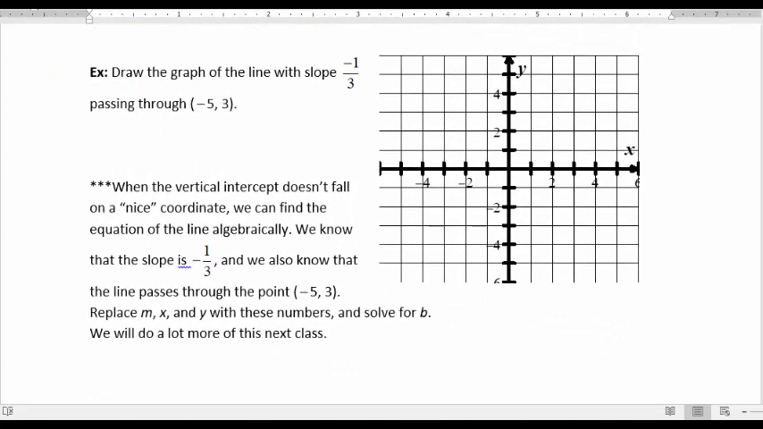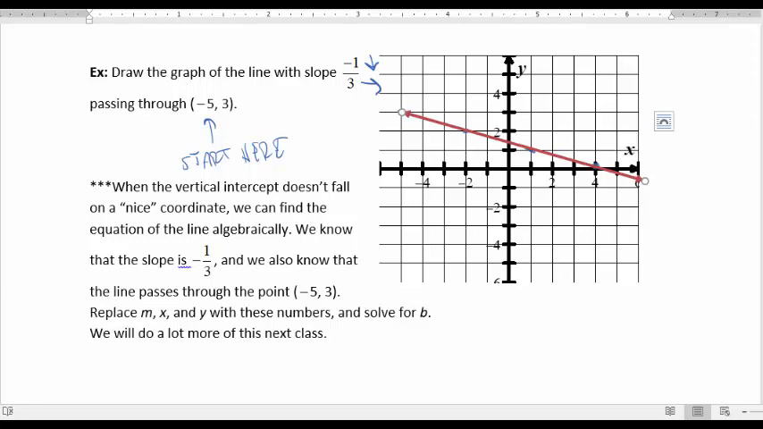Now the problem is that might not always happen. So let's say we have a similar scenario where we have a point and a slope, right? Slope of -1/3, which means we're going to move down 1 and over 3. But now we're going to start at -5, 3, which is left 5 and up 3. And then we're going to move 1 down and over 3. Plot a point. 1 down and over 3. Plot another point. 1 down and over 3. Plot another point. And now we can graph.